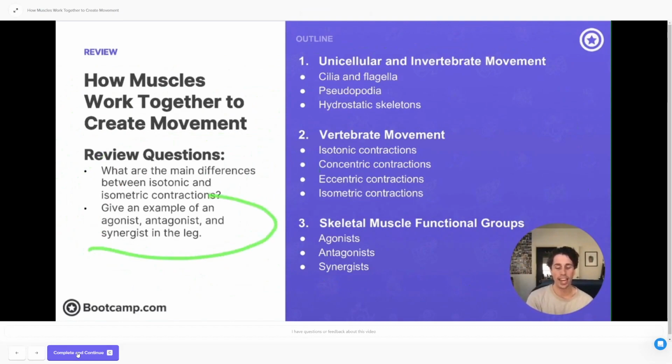And then I want you to go ahead and give an example of an agonist, an antagonist, and a synergist in the leg. And so we talked about those with the muscles of the upper arm, but there's also going to be examples in the leg. So I want you to go ahead and think about that and explain it to a roommate, a friend, whoever you want to. But you'll be able to learn better by teaching it to someone else. So I'd recommend doing that.